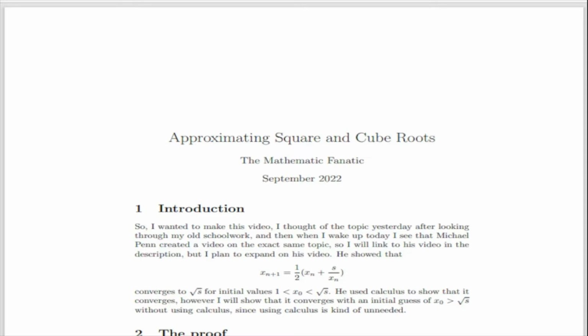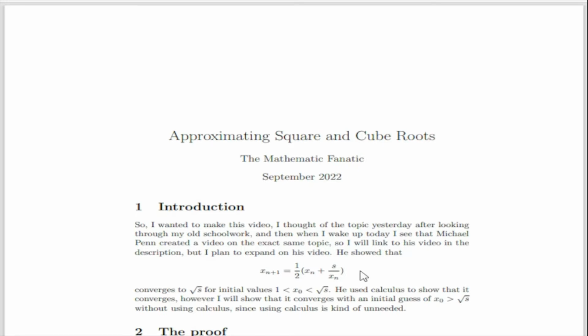He showed that x sub n plus 1 equals 1/2 times (x sub n plus s over x sub n) converges to the square root of s for initial values of x between 1 and the square root of s, non-inclusive. He used calculus to show that it converges. However, I will show that it converges with an initial guess x naught greater than the square root of s, which is greater than 1, without using calculus, since using calculus is kind of unneeded.